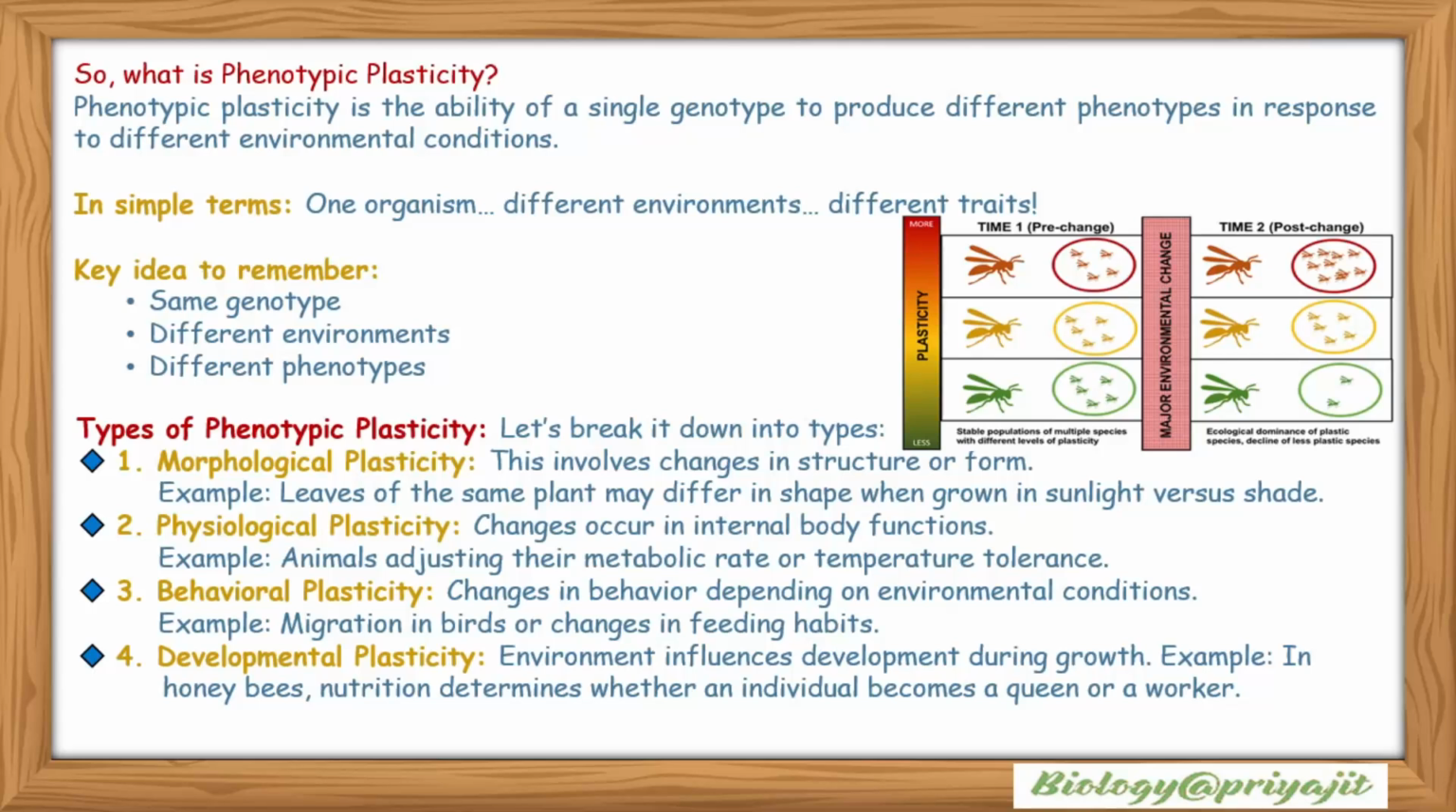Physiological plasticity, changes occur in internal body functions. Examples include animals adjusting their metabolic rate or temperature tolerance. Behavioral plasticity, that is number 3, changes in behavior depending on environmental conditions. Examples include migration in birds or changes in feeding habits. Developmental plasticity, number 4, environment influences development during growth. Example, in honeybees, nutrition determines whether an individual becomes a queen or a worker.